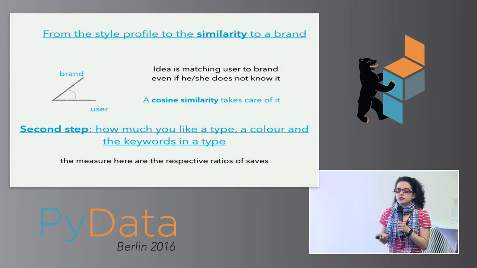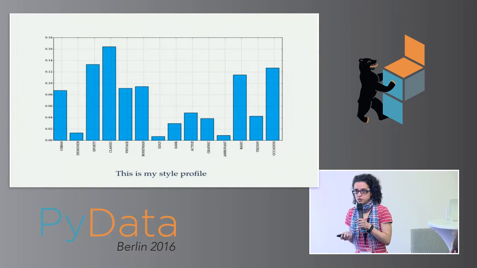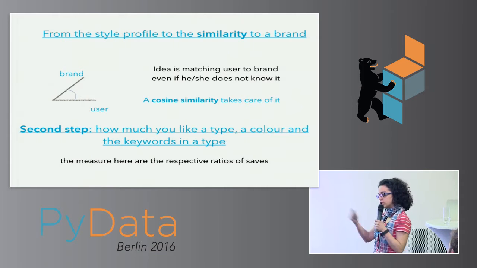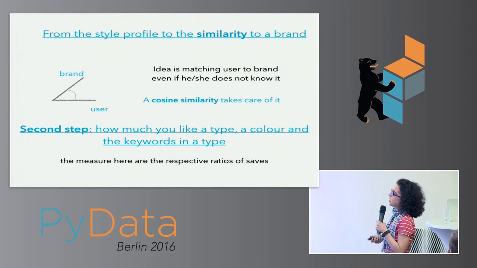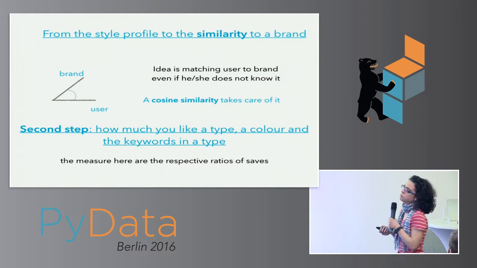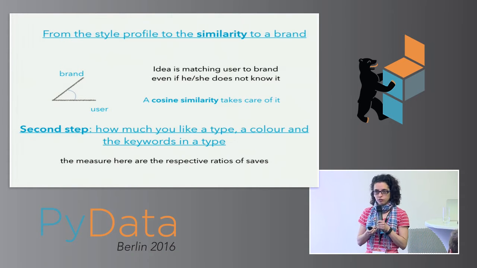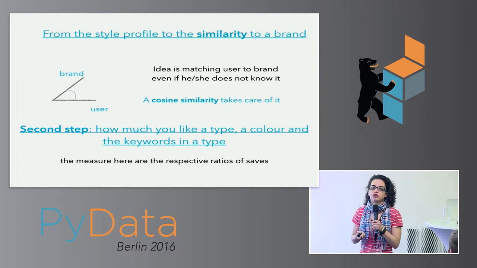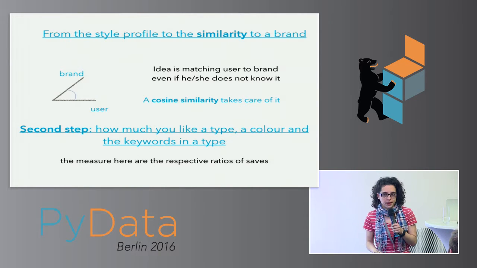So the first feature we have out of the style profile, which is this distribution here for a user, is the similarity to a brand. So given yourself in your 14-dimensional space of style and given the brand, which lives again in the same 14-dimensional space, we just compute a cosine similarity, which takes care of giving you a rating of how much you are matching that brand. The idea behind this is that we want to match users with brands, even if the user knows nothing about the brand. He may never have heard about this brand, and we want still to recommend him meaningful things.